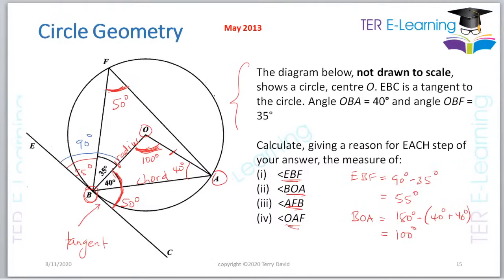And the last part, they want OAF. So look at the diagram and figure out where is OAF. So OAF is, let me get a different color here. It's starting to get a little cluttered. So OAF is this angle here. That's the angle they want to find. So what is OAF?